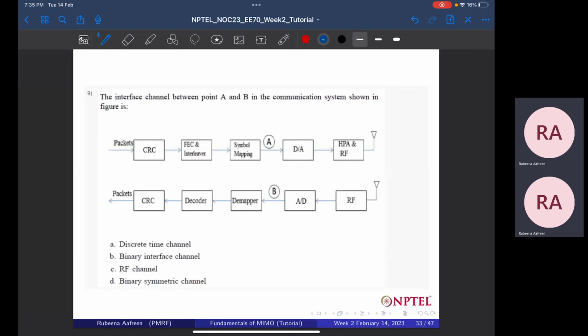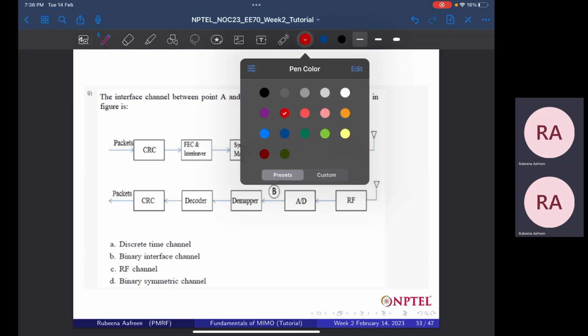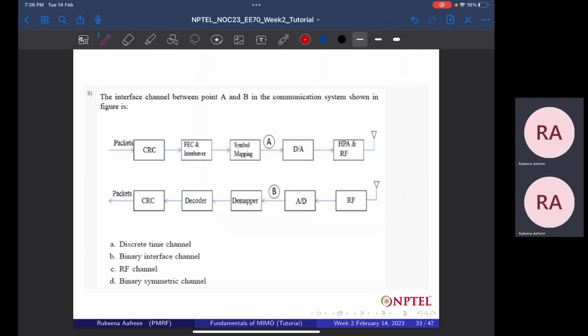We will move on to the next question. The interface channel between point A and B in the communication system. So this I have discussed in the previous class also. What happens here at A and B is that, I'll describe it again. Here this is the RF amplifier at the transmitter, and the RF amplifier at the receiver. So this is including the carrier frequency in it. So what kind of channel would this be? This would be an RF channel.